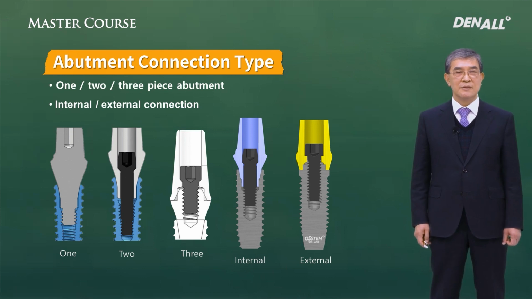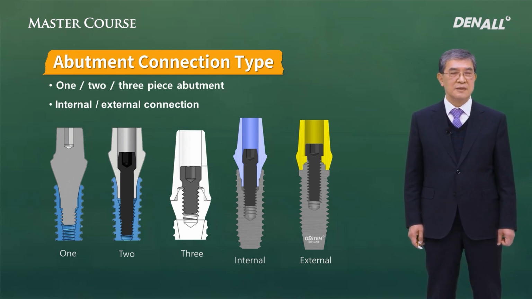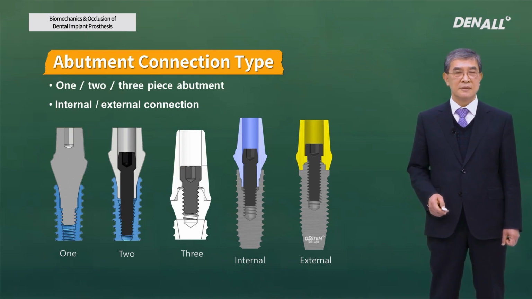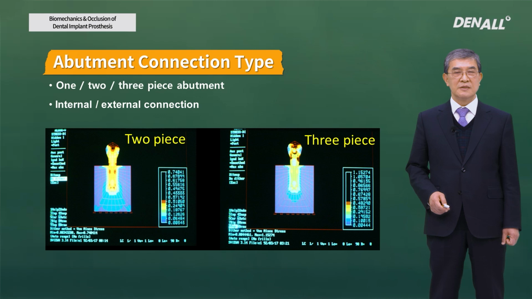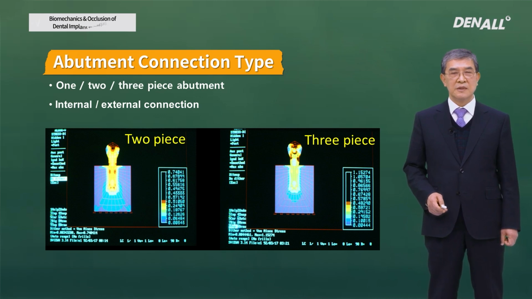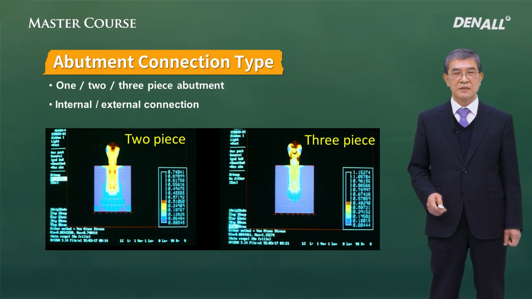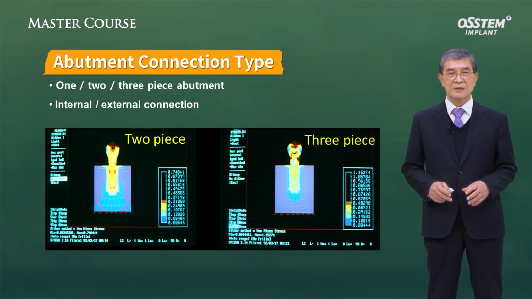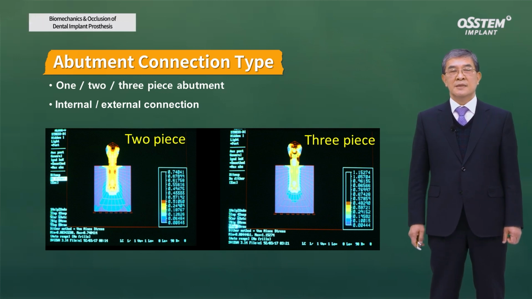Let's look at abutment connection type. Depending on whether the abutment is 1-piece, 2-piece, 3-piece, there can be different options. So you can also think of internal and external connection. Let's look at the finite element analysis. More so than when using 2-piece abutment, 3-piece abutment leads to far less stress. Therefore, when choosing abutment system, we need to consider whether the implant is a staunch or whether it is unfavorable. Depending on the situation, you can choose between 2-piece and 3-piece abutments.